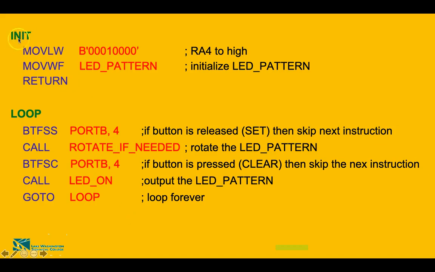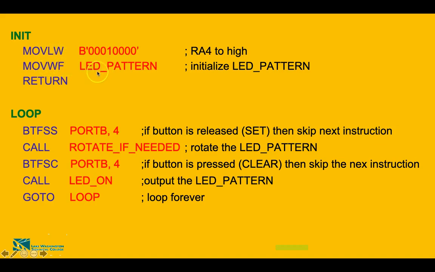So init is this label, and under this we have this program. And what does this program say? This program says move the literal number to the working register. Okay, and so this is our literal number. Okay, and we are moving this literal number to the file register. So move the literal number which you have moved into the working register, from the working register now to the file register.